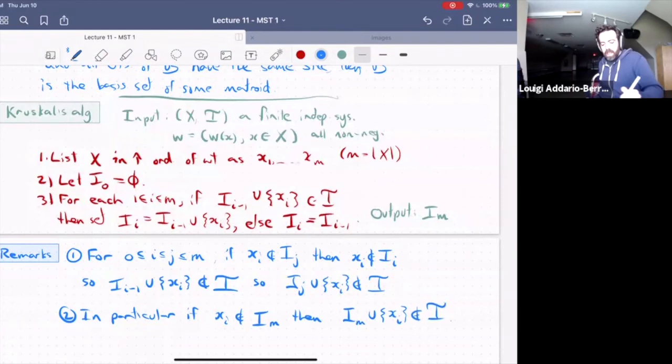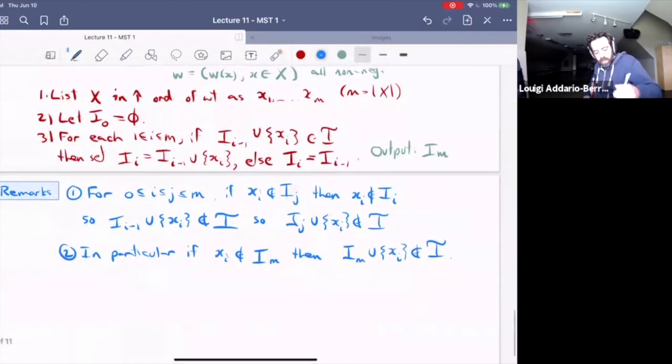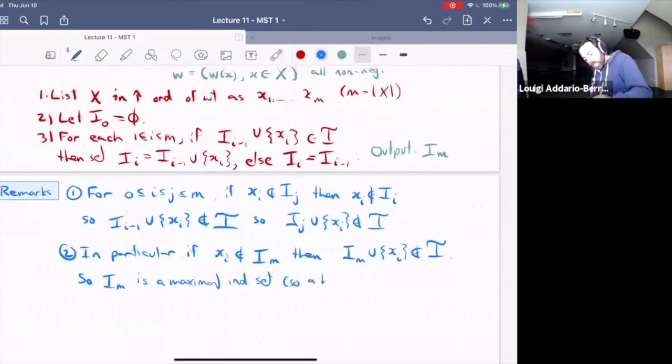So that's saying that if we look at the output and at the atoms that are not in the output, then we can't add any of them and maintain the independence property. That means that the output is a maximal independent set, and so it's a basis. If we're in the setting of a matroid, we call those bases.